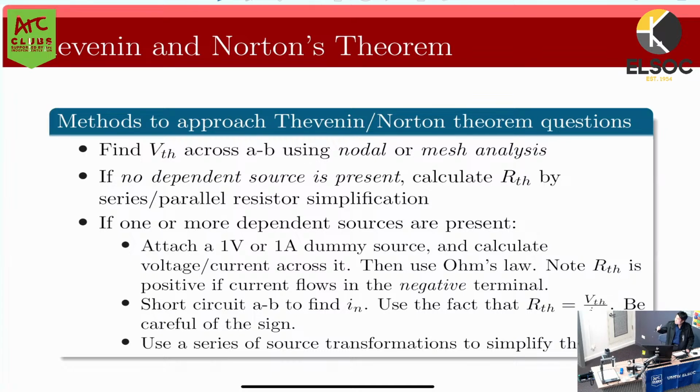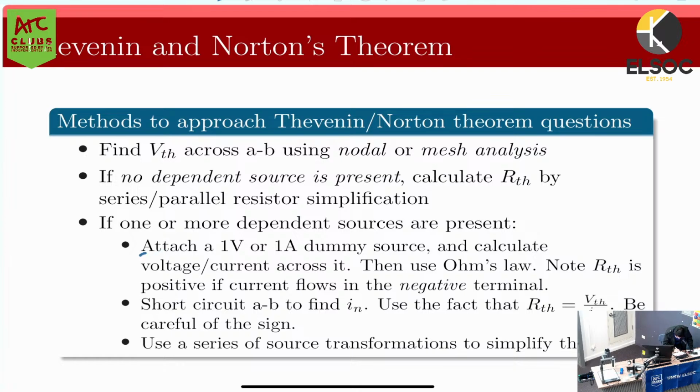To find VTH, we just do nodal and mesh analysis and find the voltage. But finding RTH can be more difficult. If there's no dependent source, it's pretty easy. We can just do series or parallel resistor simplification after turning off all independent sources. But in the midterm, they might not be that nice and might add some dependent sources. In this case, we have to use one of these three methods.